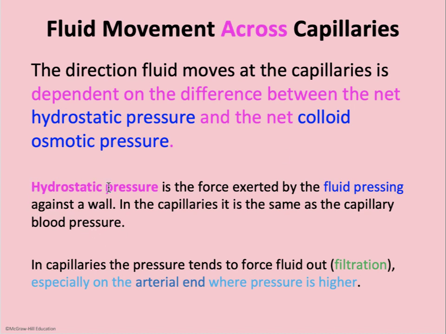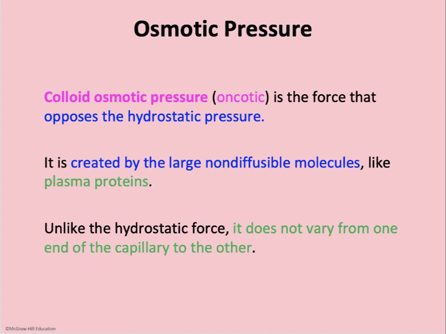The first is hydrostatic pressure. That's the force exerted by the blood pressing against the walls of the capillaries. That's blood pressure. The second component is that in the capillaries, the pressure tends to force out, through filtration, bulk flow material, especially at the arterial end, where because of the arterioles, pressure is the higher of the two. As we remember from a previous diagram, as you migrate across a capillary, the pressure begins to decrease.